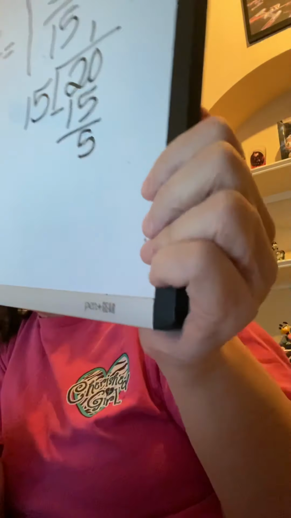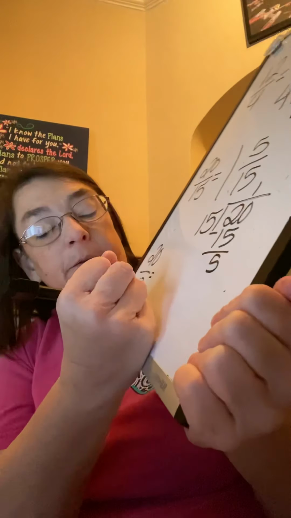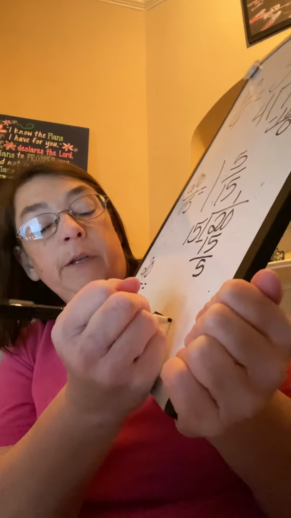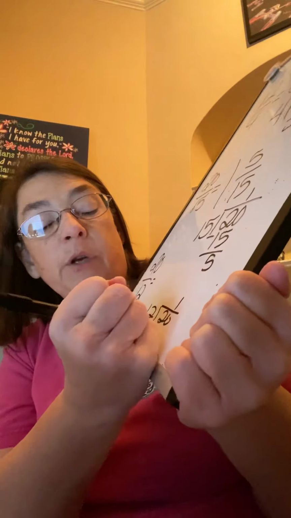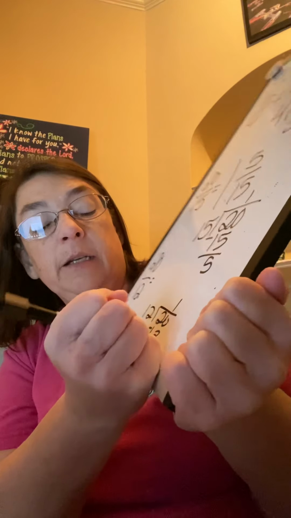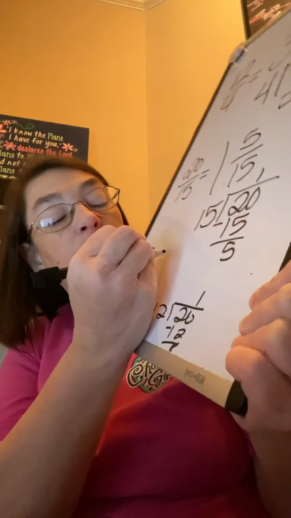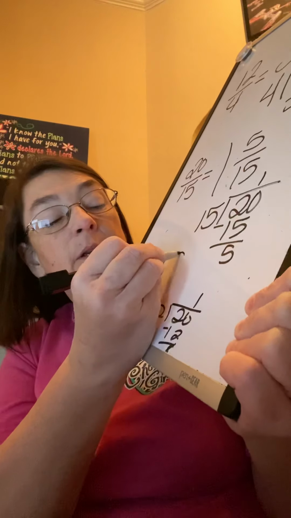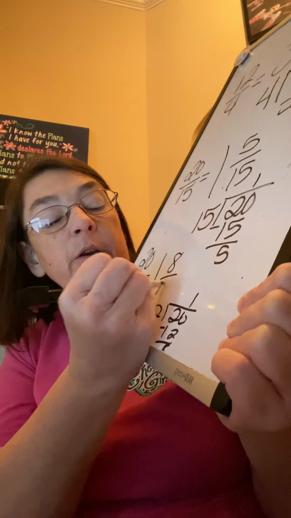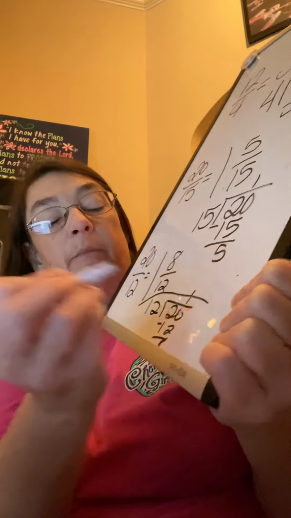All right, number 10, 20 over 12. 12 into 20 goes one time. I subtract, I get 8. So my whole number is 1, my remainder is my numerator, and my denominator stays the same. So I get 1 and 8 over 12.